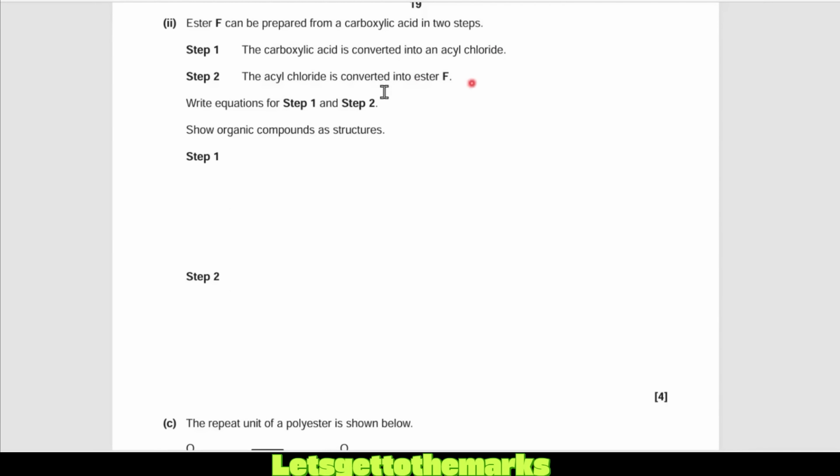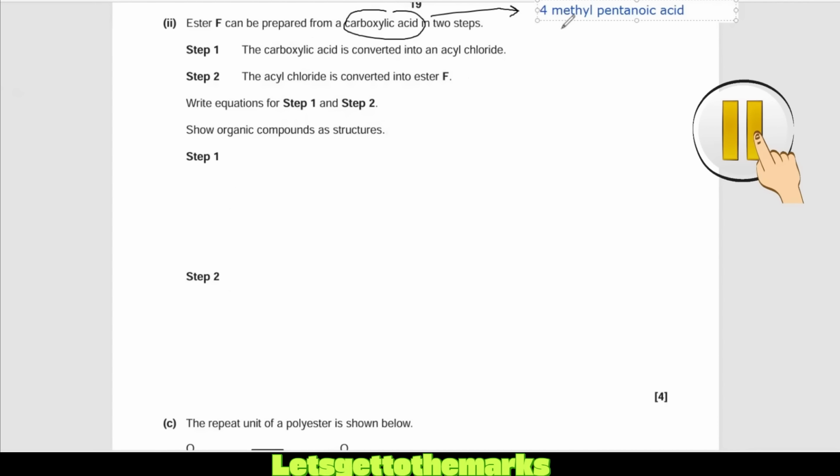So what they want you to do is write the equation that shows how that 4-methylpentanoic acid, the carboxylic acid, got converted into an acyl chloride. So that's going to be like 4-methylpentanoyl chloride. So how would you change a carboxylic acid into an acyl chloride? Write an equation for that, and then write an equation to show how the acyl chloride is then converted into ester F. And there you go. Have a go.